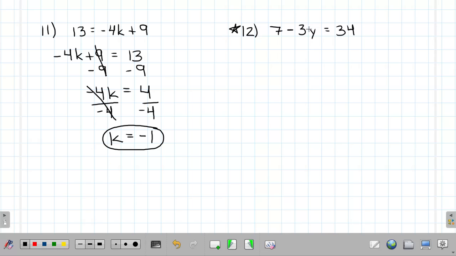So there's a lot of people that would be tempted to write this. They would go in and say, okay, 7 minus 3y. Well, I want the 3y out front, so I'm just going to write this: 3y minus 7 is equal to 34. That is completely wrong, okay? If you know anything about subtraction, the order in which you subtract things matters a lot, okay?